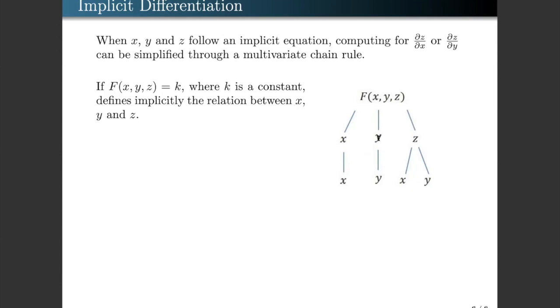Y just depends on itself. It doesn't depend on x. So that's why there's one branch here. However, z is dependent on the other 2 variables, x and y. That's why there are 2 branches over here.